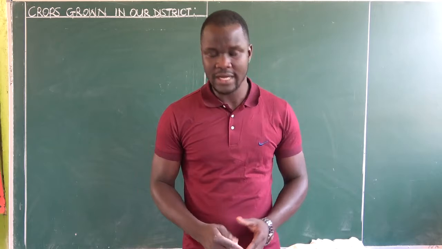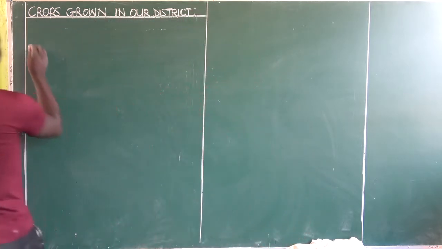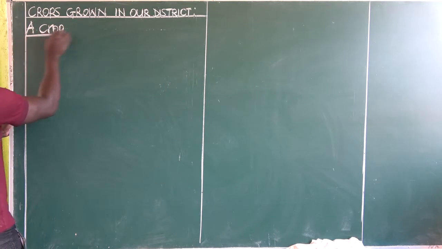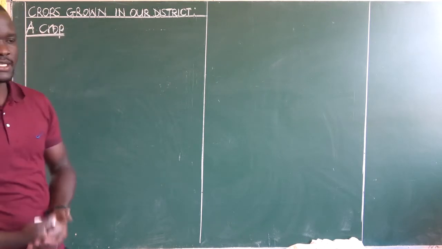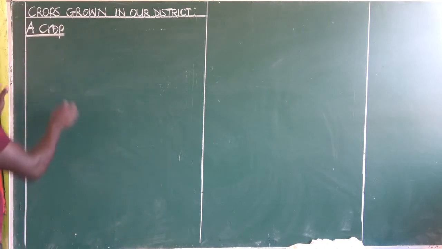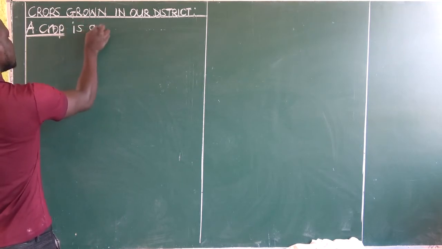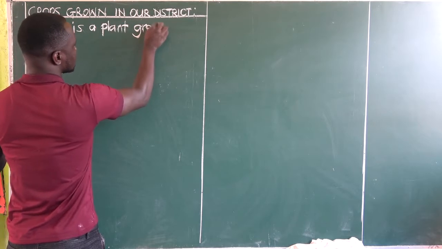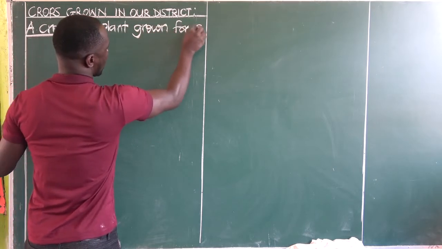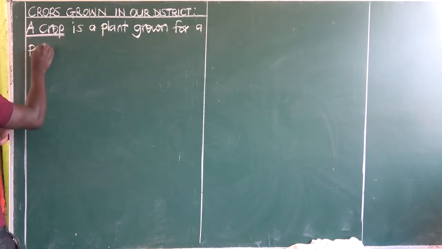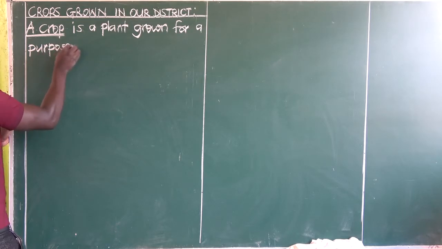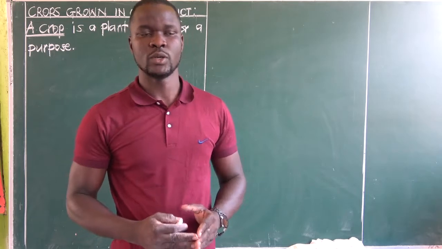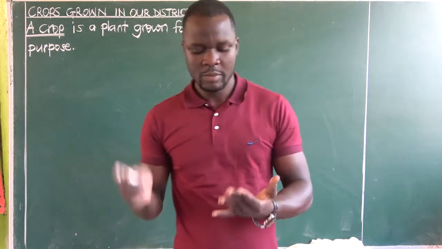Now, what we need to understand is we are going to begin by defining a crop. What is a crop? How are we going to understand a crop? In the simple way, we shall say a crop is a plant grown for a purpose. As simple as this. A crop is a plant which is grown for a purpose, which means people grow a crop for a purpose.